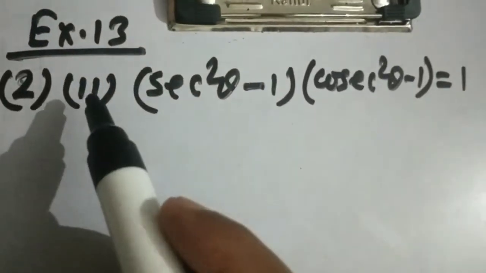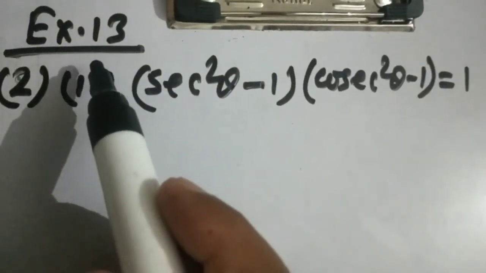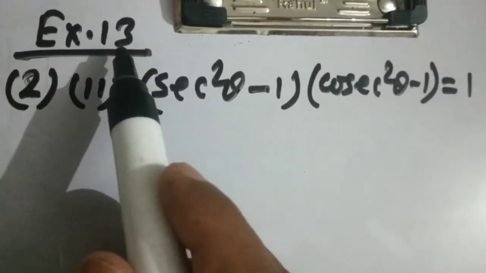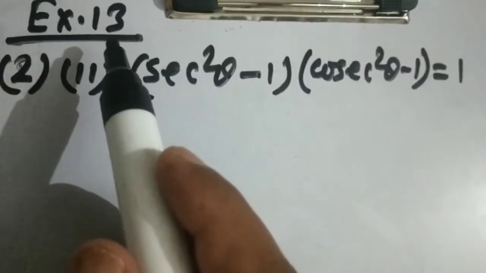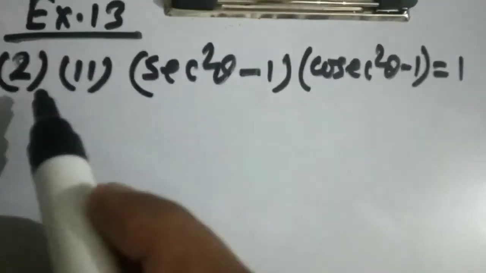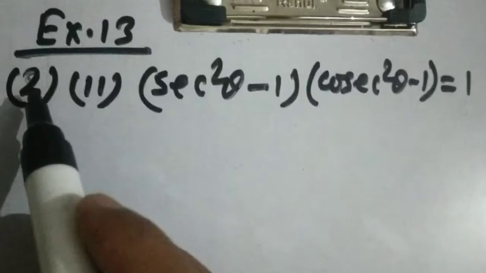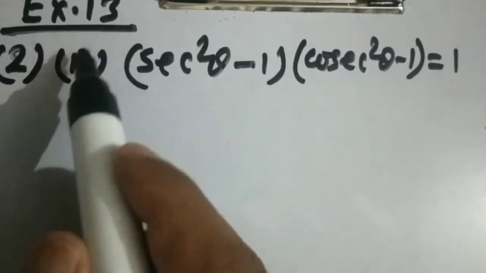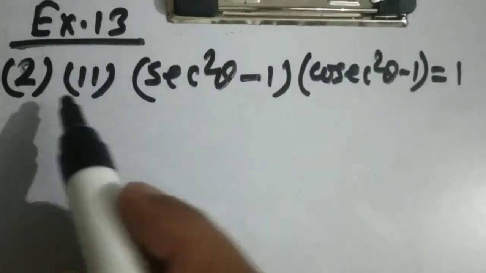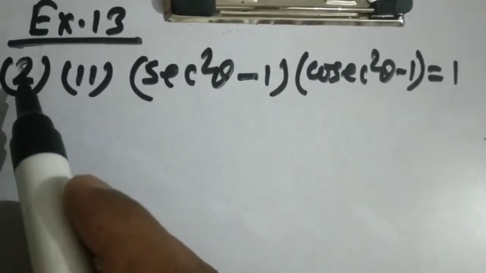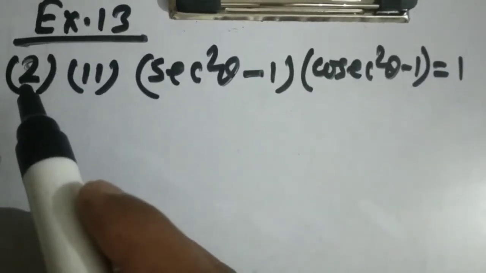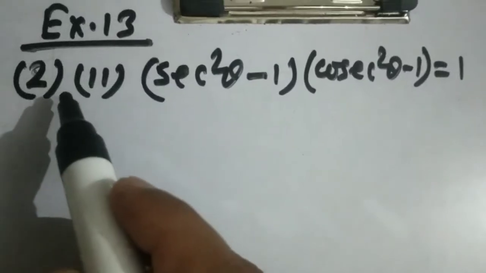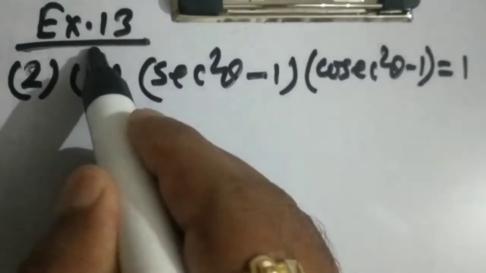Namaste bachcho. Today I am going to start exercise 13 based on trigonometric identities. And the question is question number 2, second of question number 2 of your exercise 13. As we have already discussed some examples, and question number 1 is already based on it. So let us see question number 2.